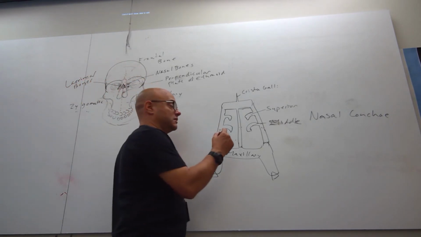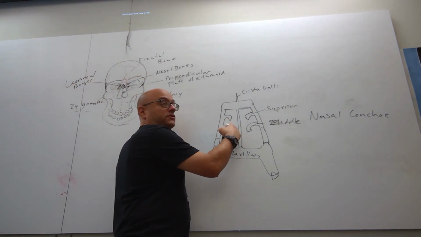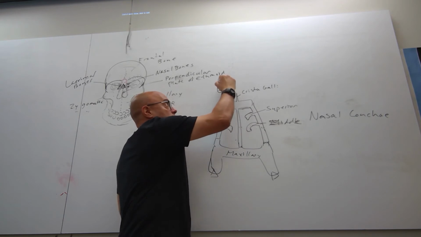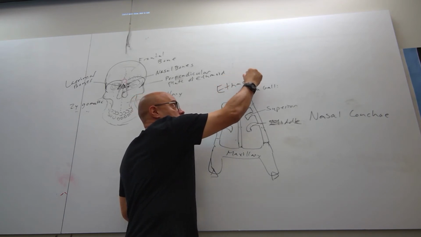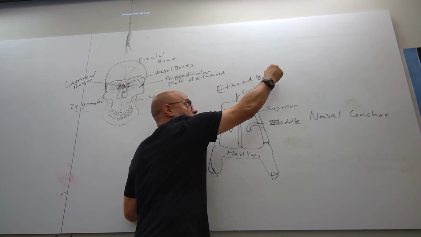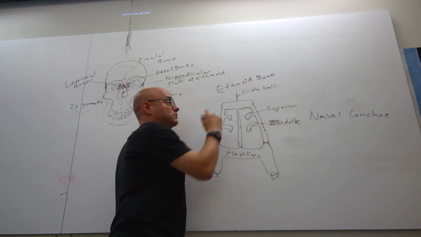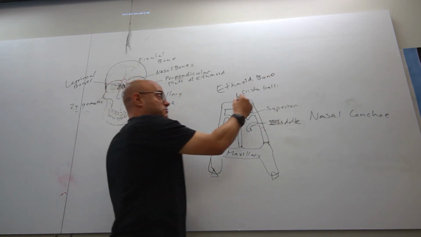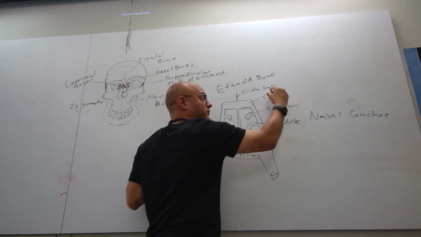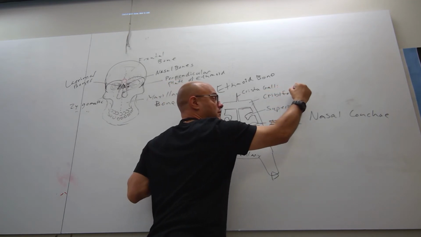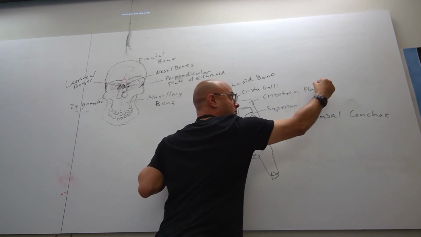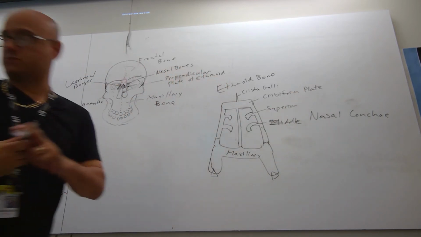Now, here's the interesting thing. The superior and middle are part of the ethmoid bone. This is all ethmoid, guys. This is ethmoid bone. And the ethmoid bone is in the center of the skull. So, sure enough, this plate here, that's called the cribriform plate. And the cribriform plate is important. Well, here's why it's important.